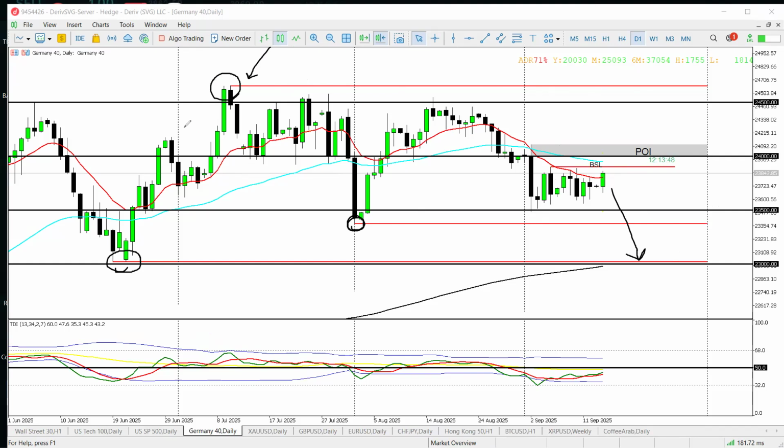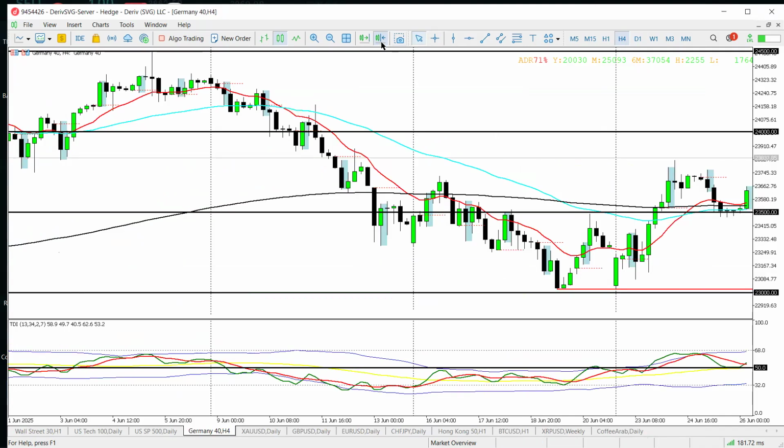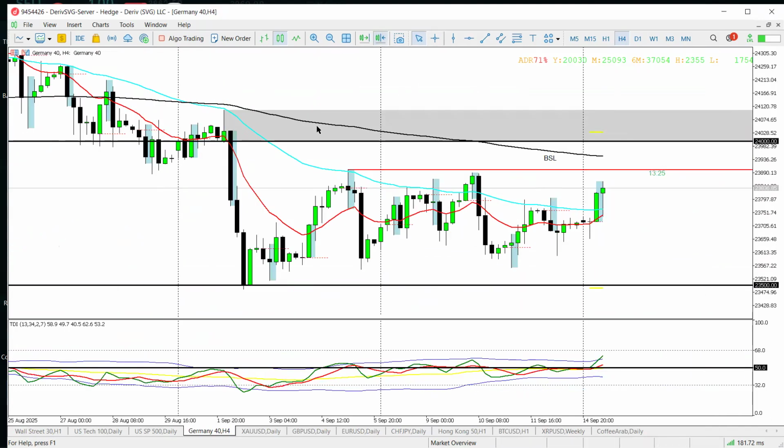So if I'm going to take a sell targeting those areas, what I'm going to want to see first is price taking out this buy side liquidity right here, or interact with this high, which was set at the beginning of the month. So if price can get to those areas, I think I'll be confident to take a trade.